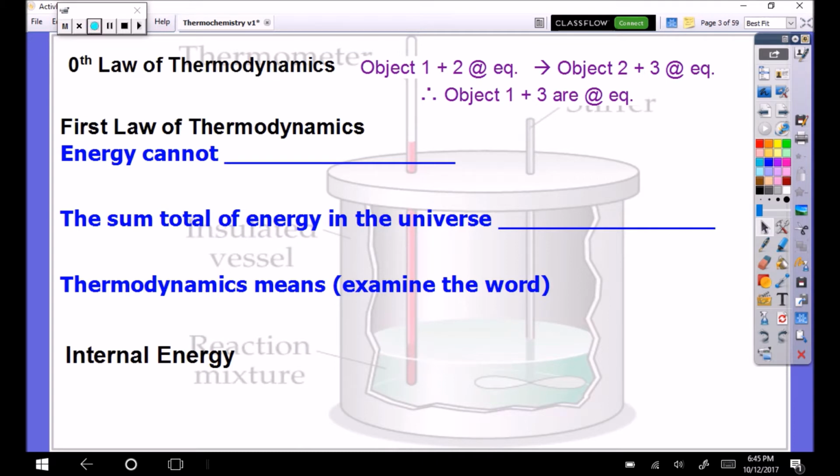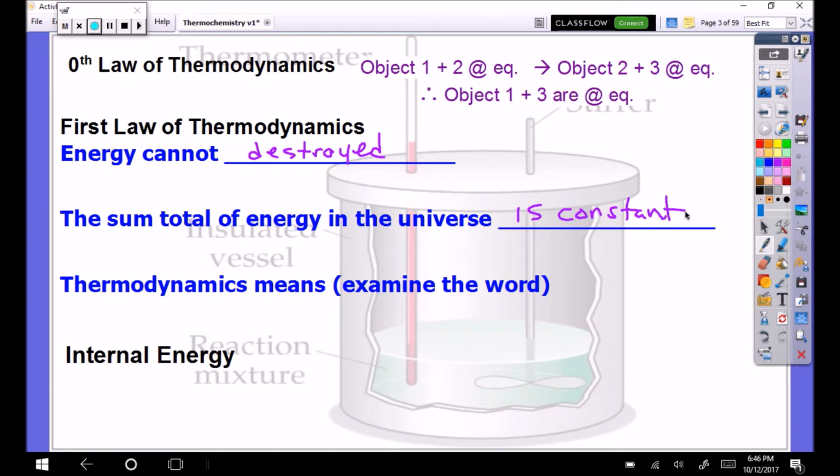Speaking of energy being conserved, the first law of thermodynamics is our law of conservation, right? Energy cannot be created or destroyed, and the sum total of energy in the universe is constant.